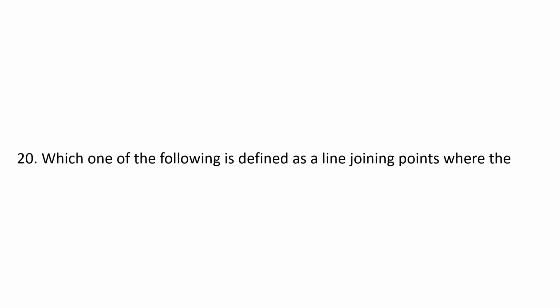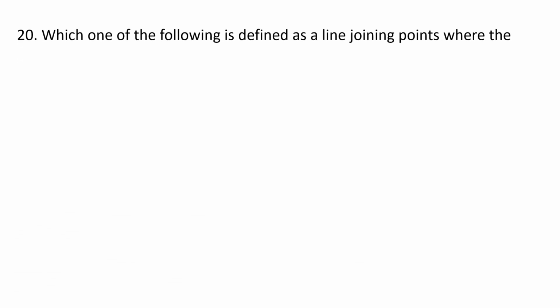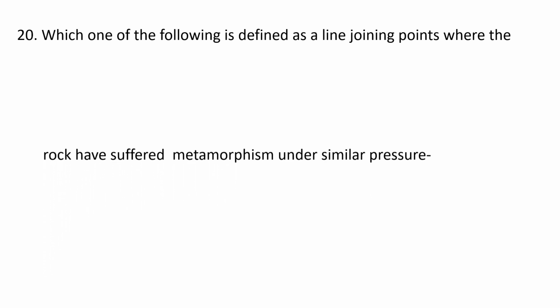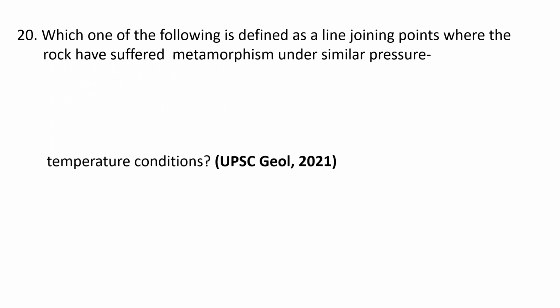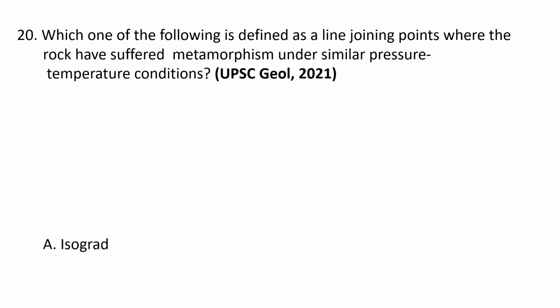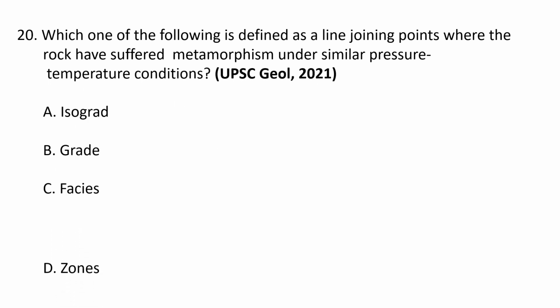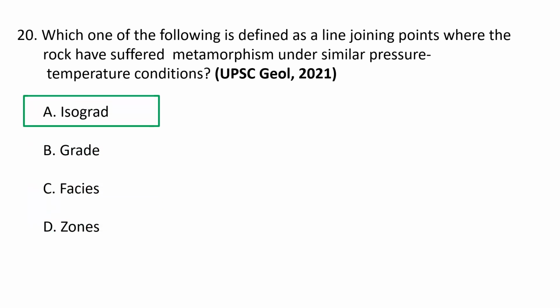20th question. Which one of the following is defined as a line joining points where the rocks have suffered metamorphism under similar pressure temperature conditions? Choices are A. Isograd, B. Grade, C. Facies, D. Zones. Obviously, the correct answer is A. Isograd. Here, the rocks have the same type of metamorphism under similar pressure temperature conditions.